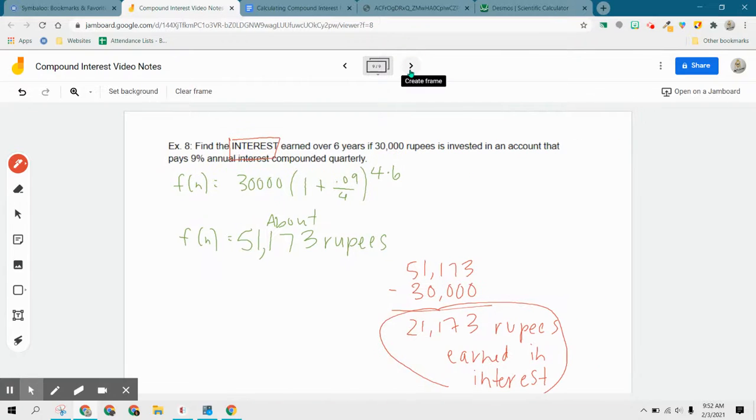And then for example 8, it asked us to find the interest. Remember, we don't have an interest account or an interest formula, so we're just going to plug our values into the regular formula. I got a total value of 51,174 rupees. To get the interest, you just subtract the initial investment. So the interest earned is 21,173 rupees.